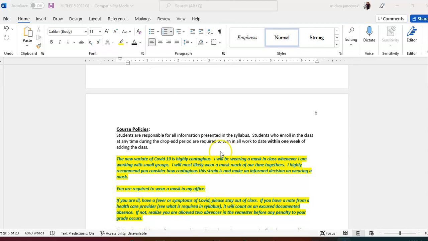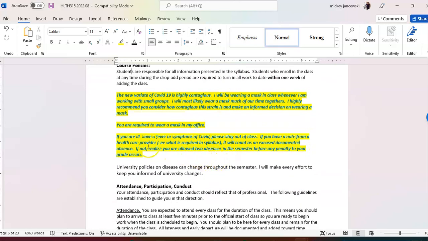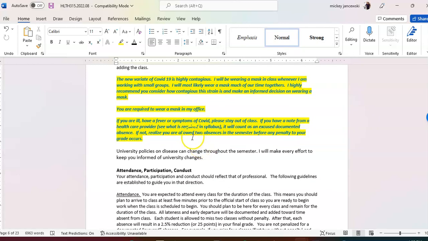So at the top of page 6, it has the course policies. The first policy involves COVID. It tells you when I'm wearing a mask, when you're required to wear a mask, and it tells you if you are ill to please stay home. If you stay home and you don't have a doctor's note, it counts as one of your 2 allowed absences. If you have a note, it counts as an excused absence, and that does not count against you. We'll look at what needs to be in that note.